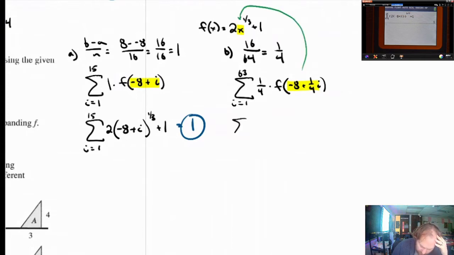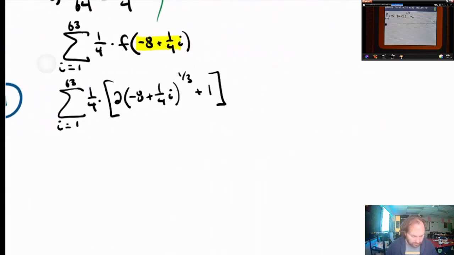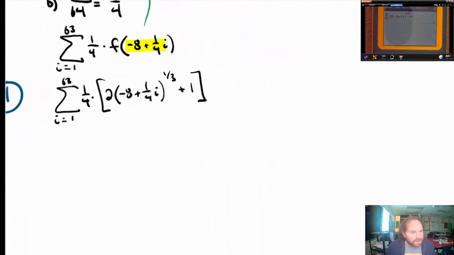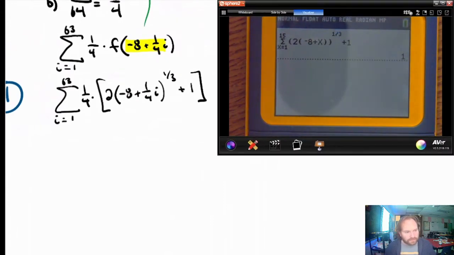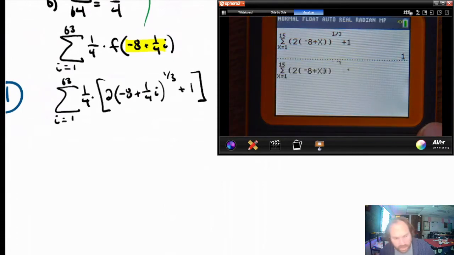So that will be sigma I equals 1 to 63, 1/4 times... Let's be really careful. I'm going to make a big old parentheses out in front here. So it's going to be 2, open parentheses, -8 plus 1/4 I, close parentheses, to the 1/3 power plus 1, close big parentheses. It can get a little hectic, but that's what we're going to type in the calculator. This will give us a better answer than what we got in the first chunk because this is using more rectangles. I'm actually just going to arrow up and grab this same thing so we can do a couple shortcut tricks to make our lives a little easier here.